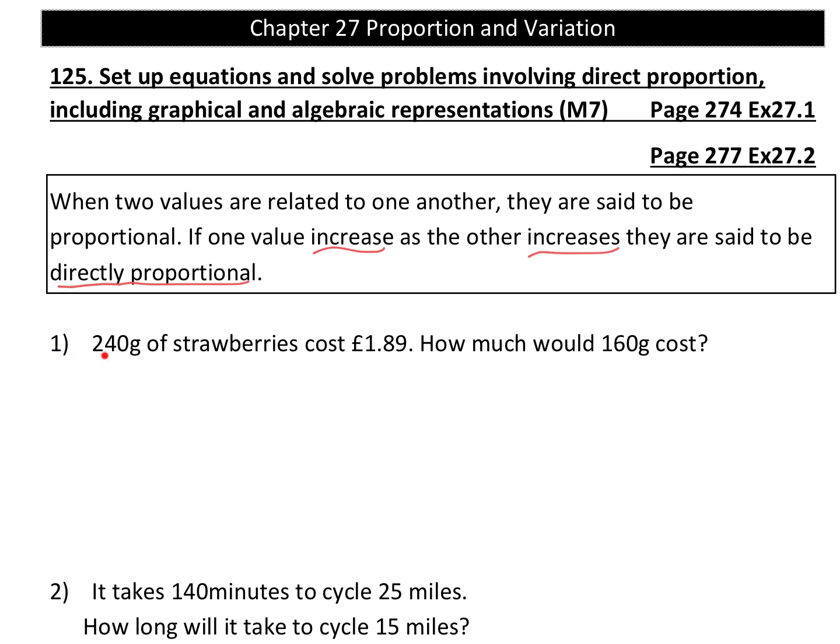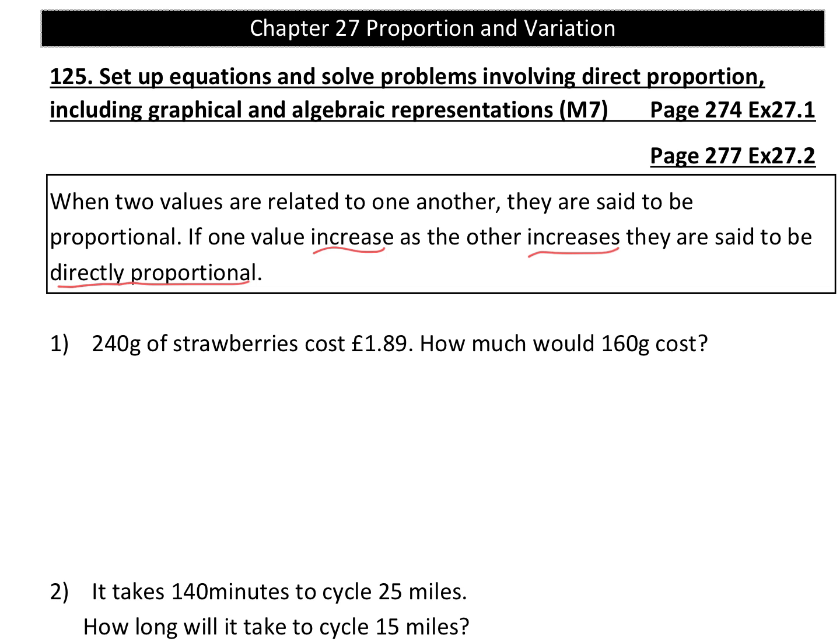So in question 1, we've got 240 grams of strawberries cost £1.89. How much would 160 grams cost? So the idea is here that they are directly proportional, because if you increase the amount of strawberries, the weight, you would increase the cost. And it works both ways. If you decrease the weight, you would decrease the cost.